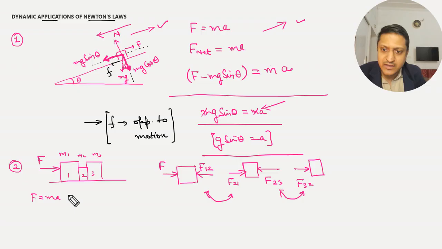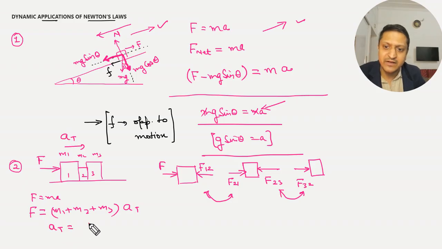So now F net is this. If we take the whole system, we can take the total mass, and this will be the total acceleration a_t. So we will calculate a_t, that is F upon capital M. I am writing it, okay? So you can write that capital M is equal to the total mass, that is m1 plus m2 plus m3.